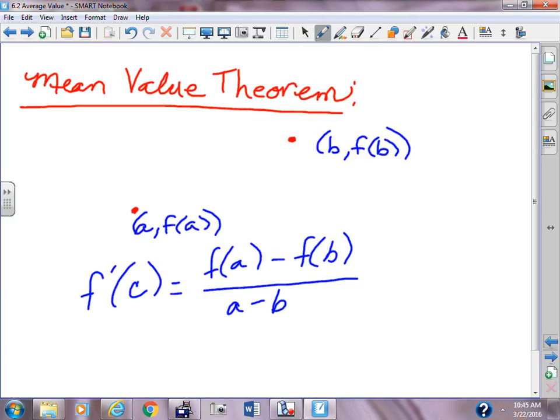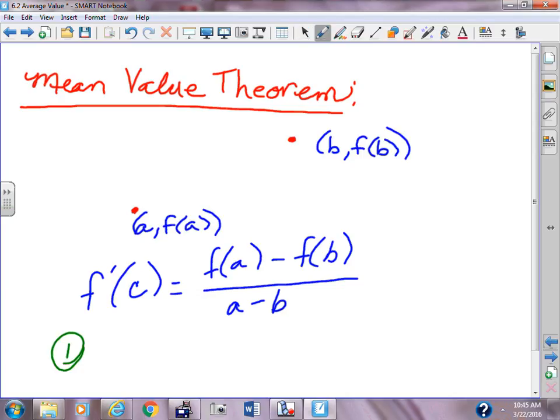What does this fraction stand for? That's slope. And it is the slope between the beginning and the ending values that you have right here. All right, so the stipulation, though, was in order to make the conclusion of the mean value theorem, two things had to be true.